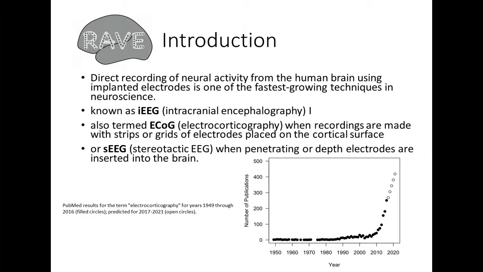This technique has a number of different names, intracranial EEG, also ECOG when we were referring to grids or strips of electrodes, or stereo EEG, which is the name used when we insert penetrating or depth electrodes into the brain. And the RAVE logo contains both kinds of electrodes. The R and the E, those are strips of electrodes, and the A and the V, those are meant to portray depth electrodes. And as you can see in the graph, this technique is growing rapidly in popularity with many hundreds of new publications every year devoted to this method because it has a unique combination of high spatial and high temporal resolution, which is important for understanding the brain.